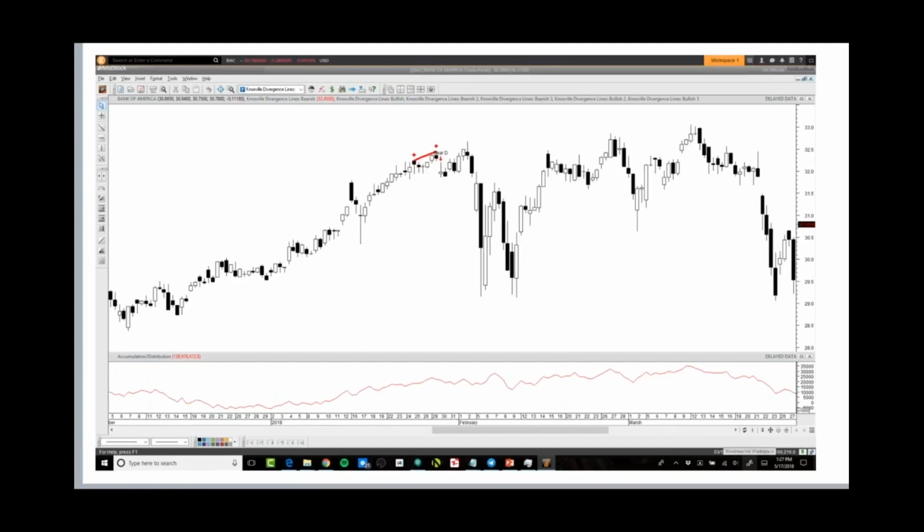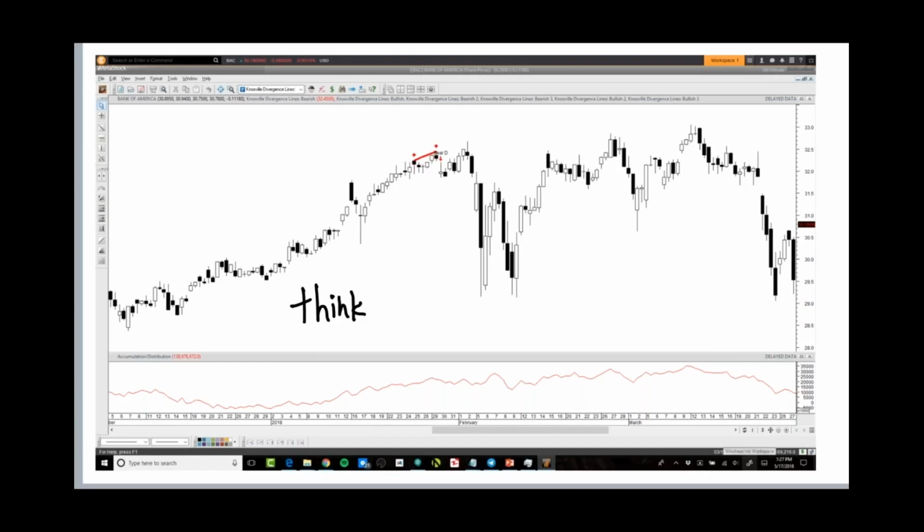This is Bank of America. I'm going to give you just a moment, and you can think about it. Look at the chart here and plan the trade. Okay, here we go.